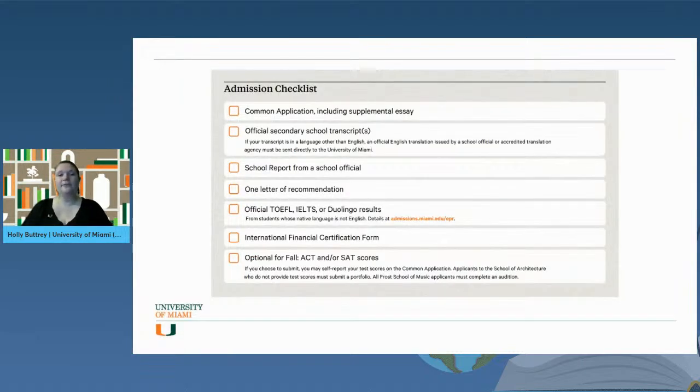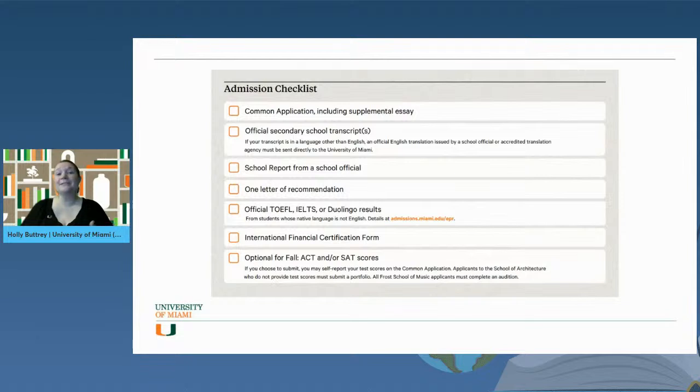This is what we require for students to complete an application. We would need that common application. We also need a supplemental essay. We need a high school transcript sent by a school official. If your transcript is not in English, we need a translation. We need a school report, one letter of recommendation, English language proficiency, financial certification form. We are test optional for the SAT and ACT, though there are some instances where it would be required. You can see, for example, applicants to the School of Architecture at the University of Miami who do not provide an SAT or ACT must submit a portfolio. If you don't have a portfolio, you therefore must submit an SAT or ACT.